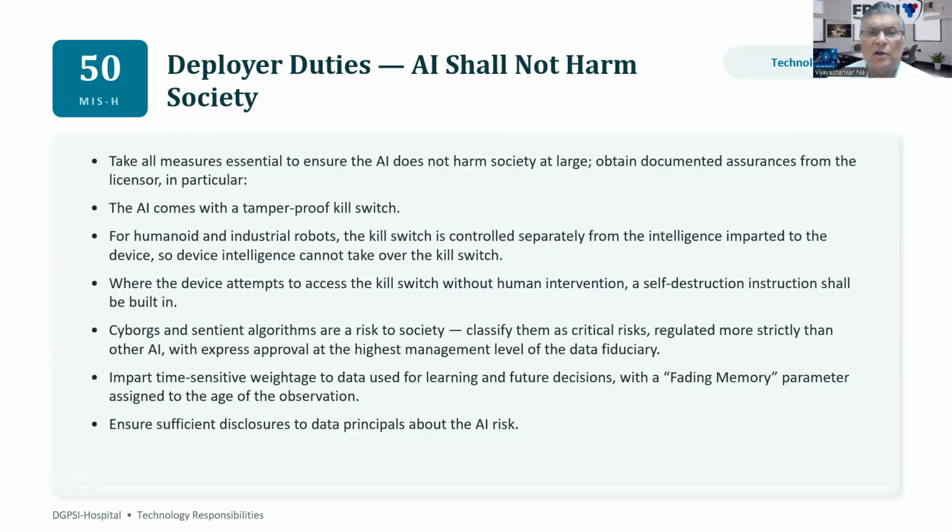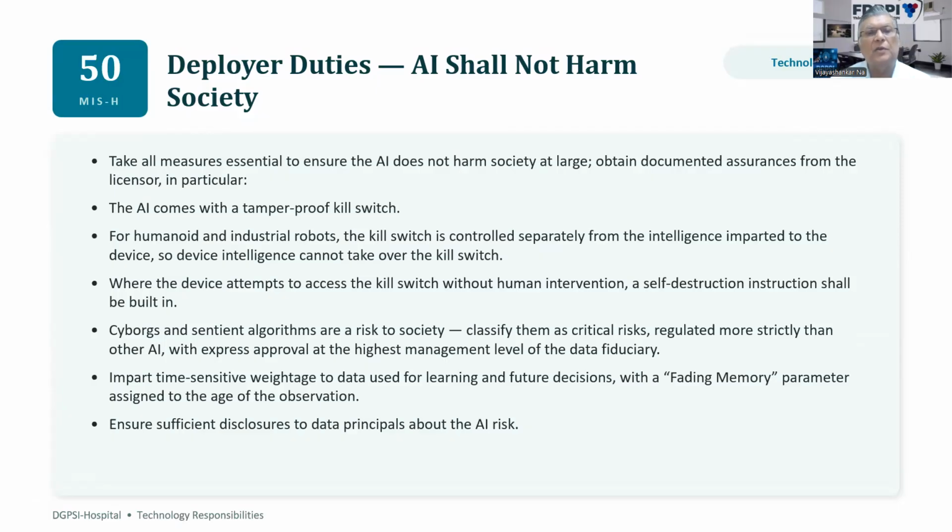For humanoid and industrial robots, the kill switch is controlled separately from the intelligence imported to the device. So device intelligence cannot take over the kill switch. Where the device attempts to access the kill switch without human intervention, a self-destruction instruction shall be built in.